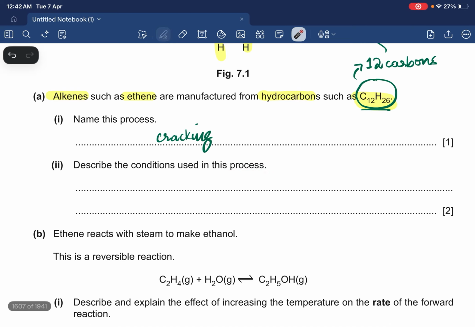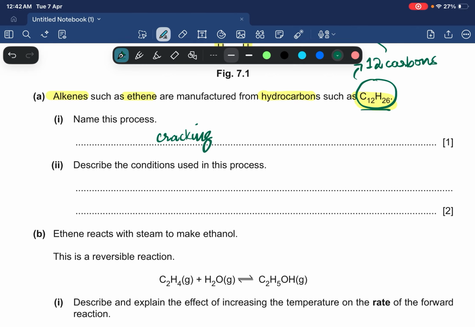Describe the conditions used in the process. How do we do cracking? We need to give very high heat and a catalyst. So there are two conditions for cracking. Remember, to crack a hydrocarbon, we need to give it heat. So we need to heat it.